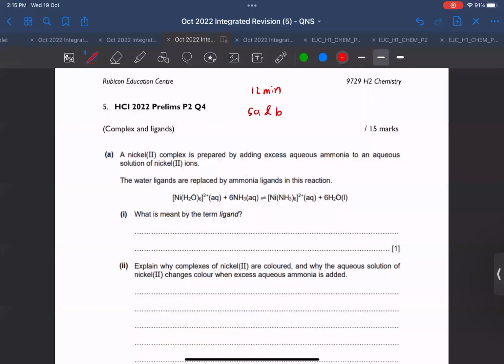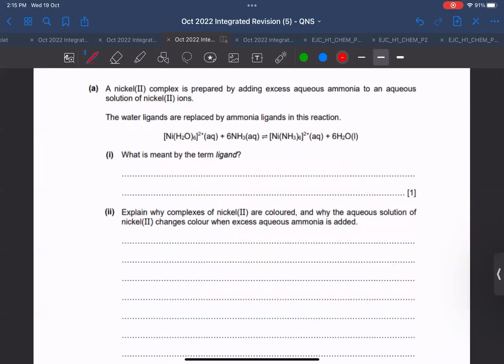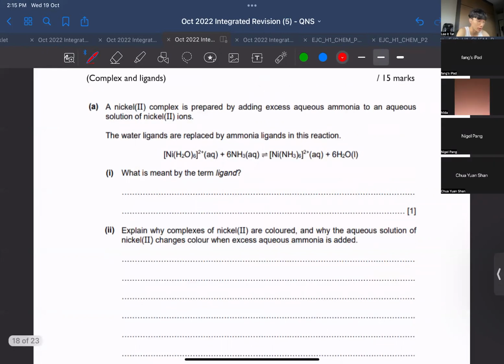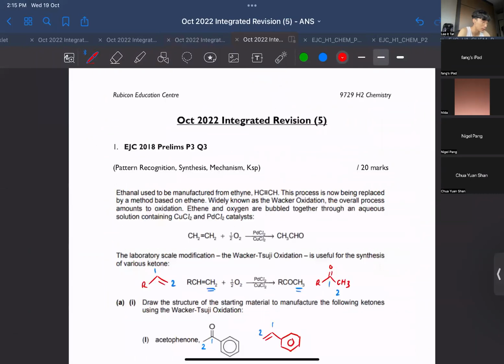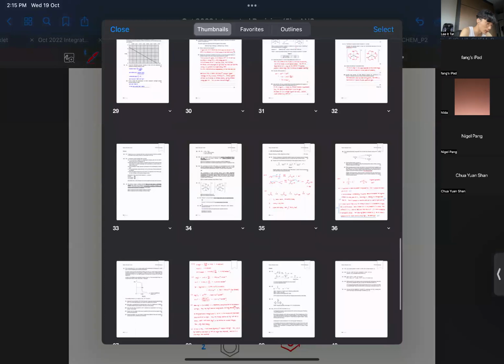Overall, this question, I think it's the second part, part B, that's a little bit tricky. Let's take a look at part A first. I don't think there's much for me to talk about for part A. It's just a definition plus a bit of explanation. Just go and check your answer.